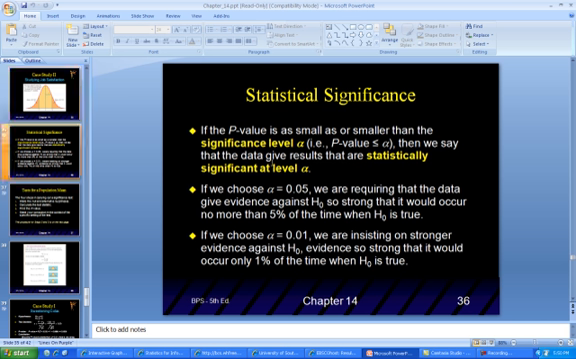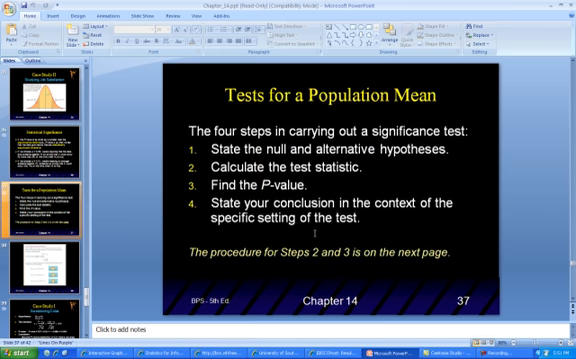So if the p-values are small or smaller than the significance level, the one that you set, then we say that the data give results that are statistically significant at level alpha. If we choose alpha as 0.05, then we are requiring that the data give evidence against H0 so strong that it would occur no more than 5% of the time. Okay, and if we choose alpha as 0.01, we are insisting on strong evidence against H0. So the evidence is so strong that it will occur only 1% of the time. Okay, so that's when H0 is true.